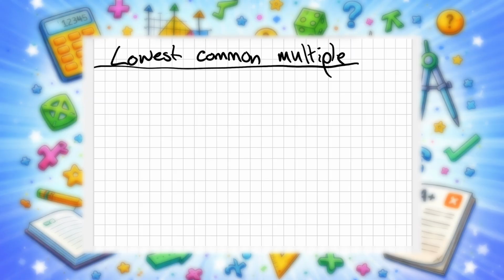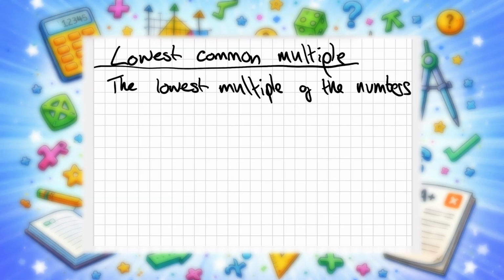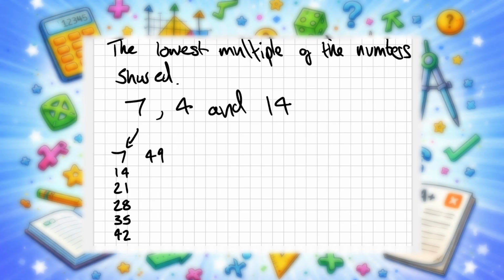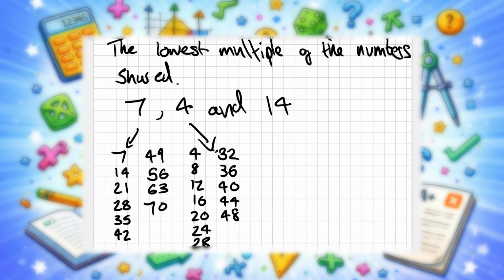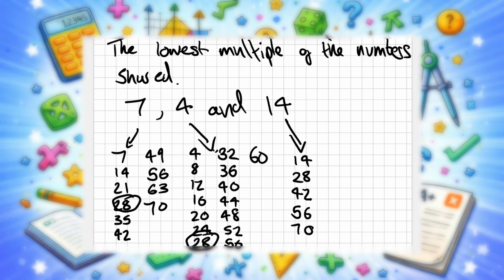As by the name again, of given numbers, it is the lowest multiple that all the numbers share. So let's take 7, 4 and 14. We will again write out a reasonable number of multiples. We shall list them: 7 up to 70, 4 up to 60 and 14 up to 70. So we now look for the lowest number in that list that is in all the lists, which we can see is 28. So the lowest common multiple is 28.